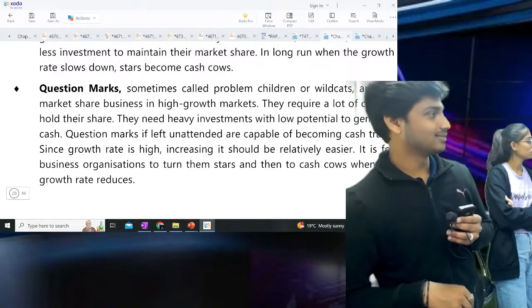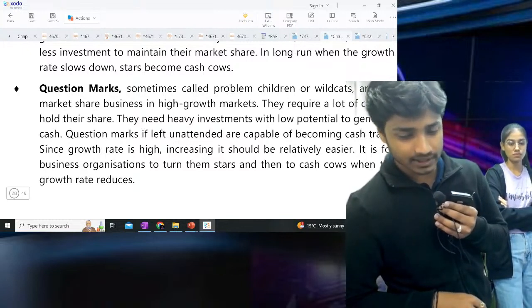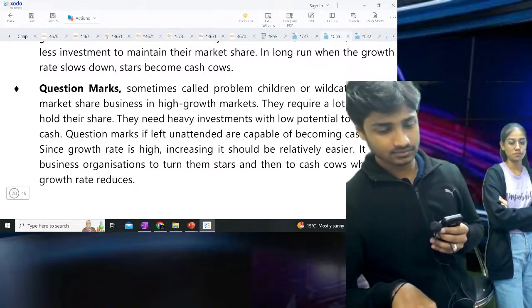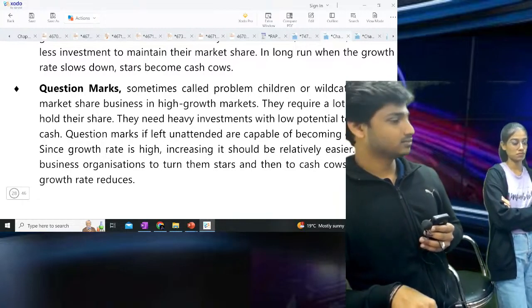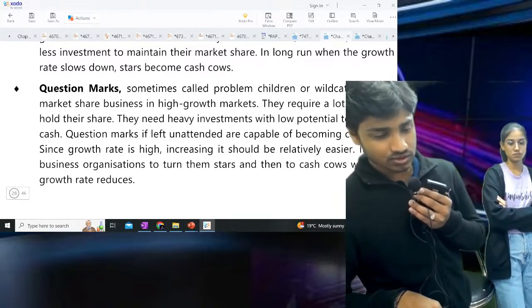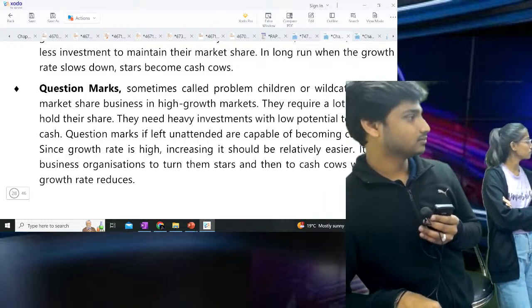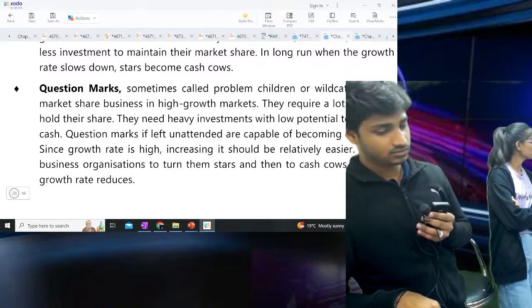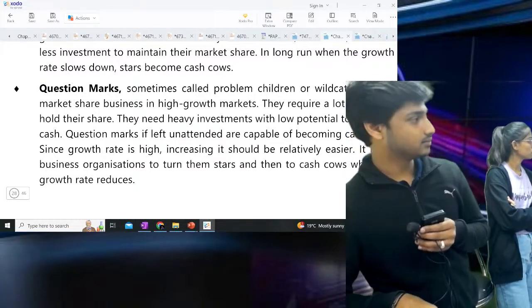Or wildcats. Right there: low market share business in a high growth market. Underline: low share in a high market. In a high market, I am suffering. They require a lot of cash to hold their share. A lot of money you require. Tell me, these people don't have money, Disney. So now they are selling it to Reliance, Jio. They need heavy investment. Disney has understood this point.